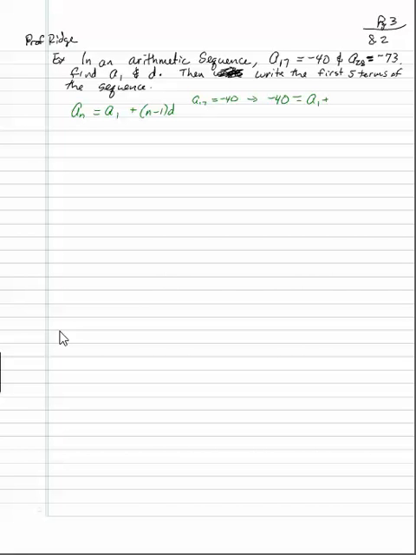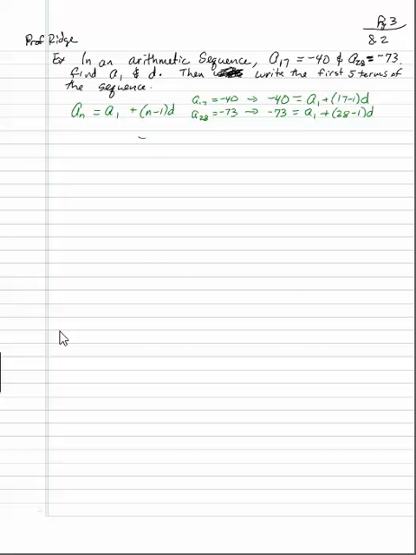N in this case is 17, so it's 17 minus 1 b, which I don't know. And then I'm going to plug in the other terms. A28 is negative 73, and do the same thing. So negative 73 equals A sub 1 plus 28 minus 1b. And then from here, treat it like a system of equations.